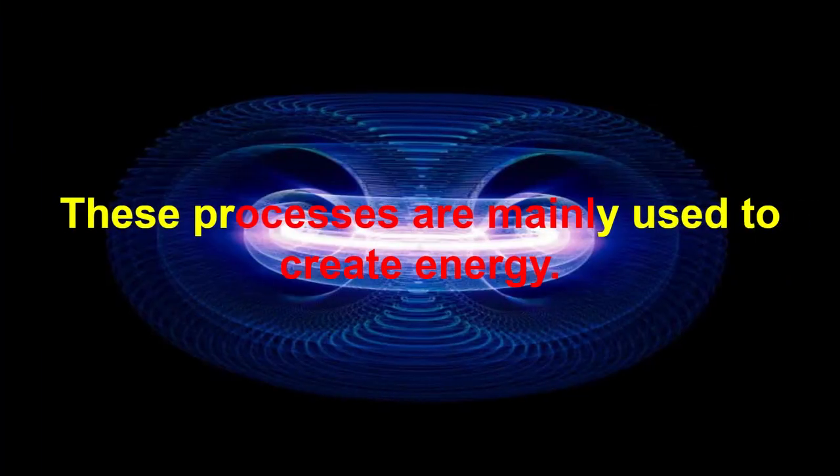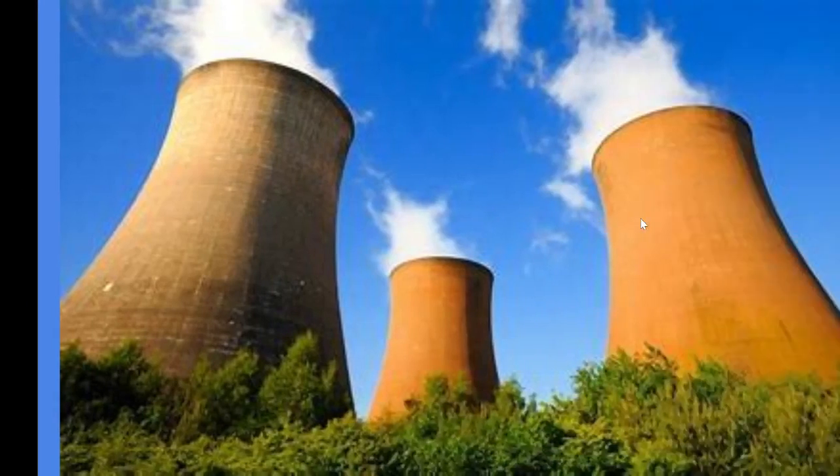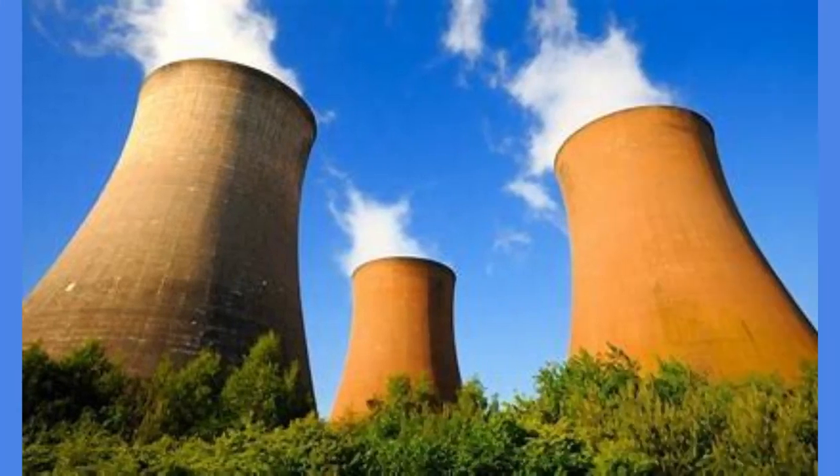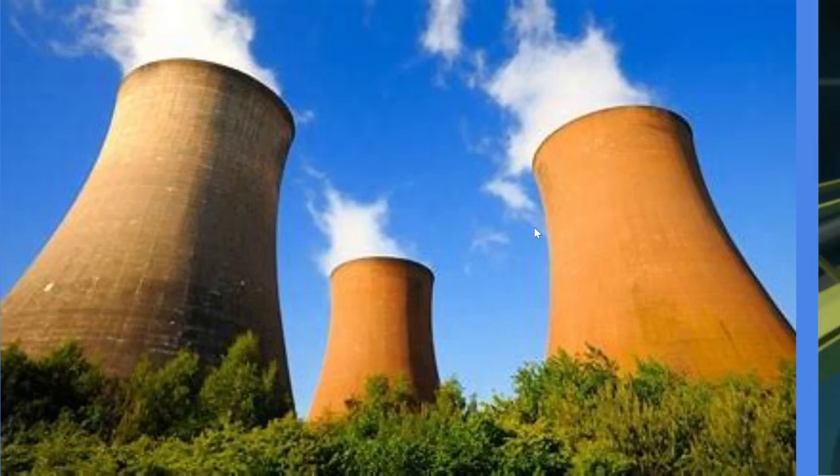These processes are mainly used to create energy. This is a usual present-day nuclear power plant, which uses nuclear fission. This mist, this white smoke, is just water vapor. This creates nuclear fission, so it produces energy, but it also creates nuclear waste, which is highly radioactive.